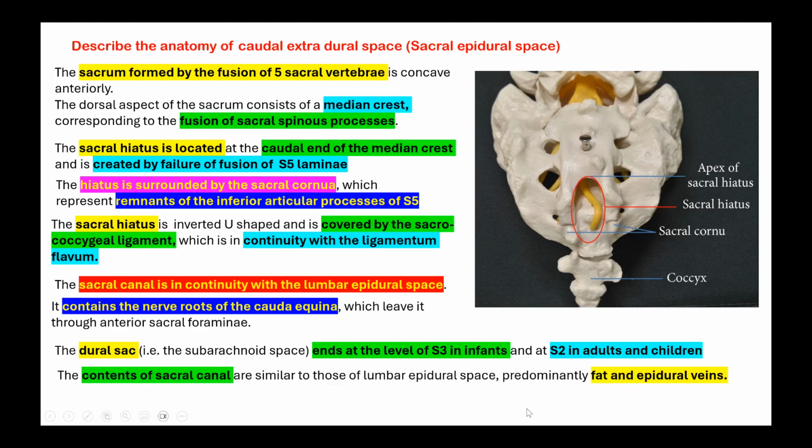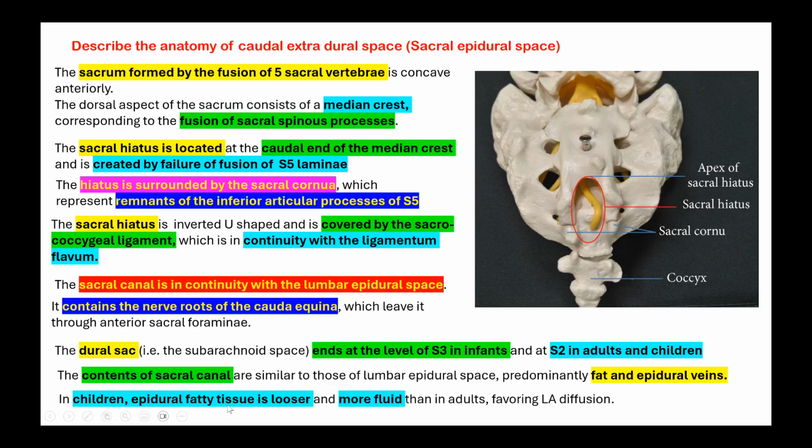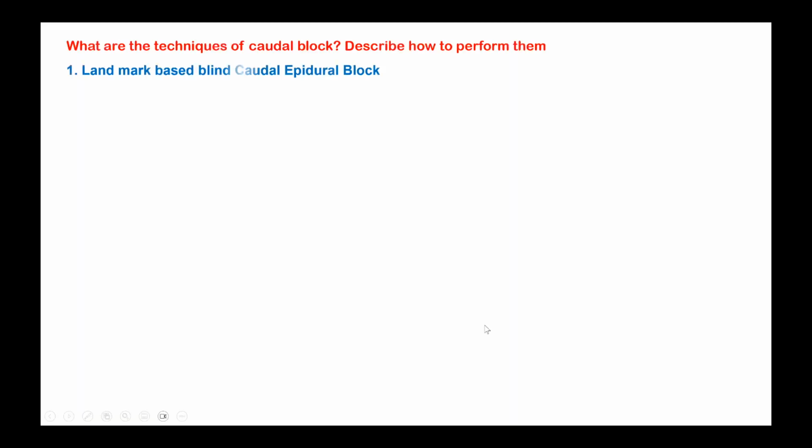And the contents are fat and epidural veins. In children, the epidural fat is looser and more fluid. That is the reason why it is preferable to do caudal in children. The technique can be a landmark based blind caudal epidural block. So you have to obtain consent, and the child is usually under GA or sedation. Older children with ketamine sedation, you can do it without further anesthesia, whereas in smaller children, you can do it under face mask induction, position the child and do it.